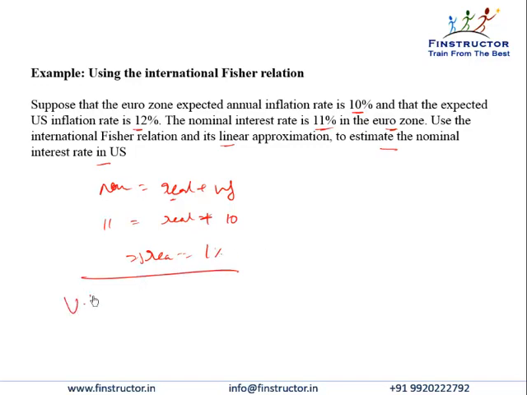We can apply this calculation to calculate the nominal rate in the US, which will be given as the real rate, that is 1%, plus an inflation expectation of 12%, giving us a total rate of 13%.